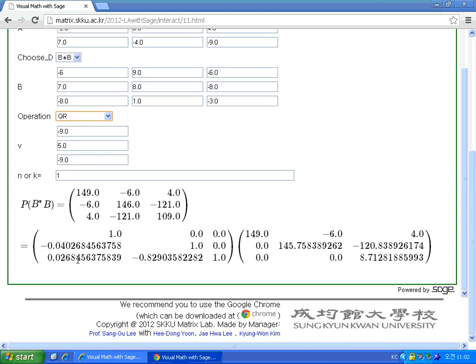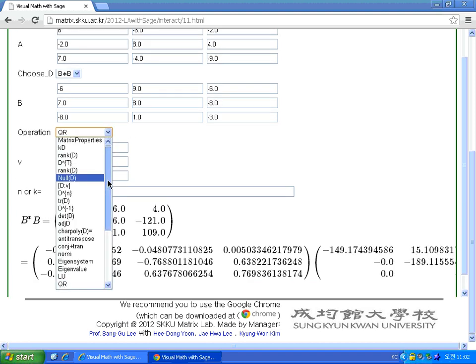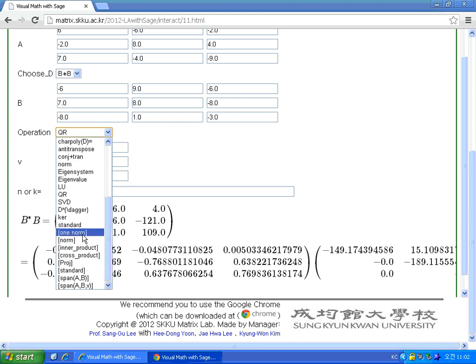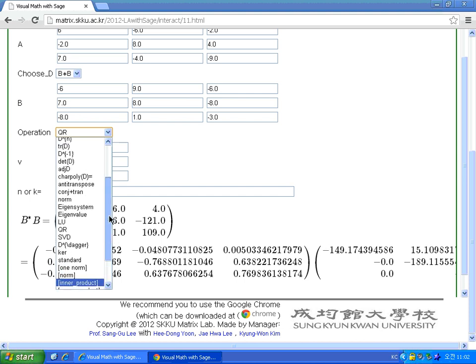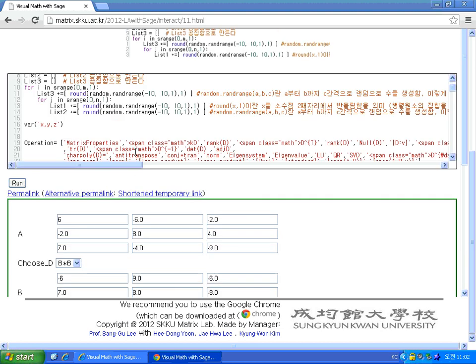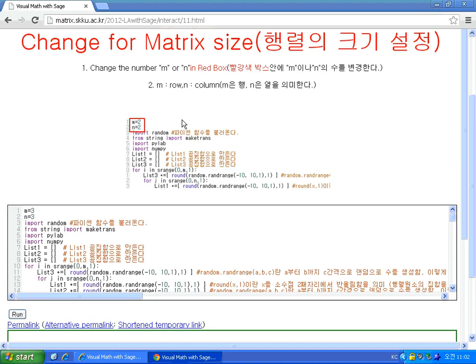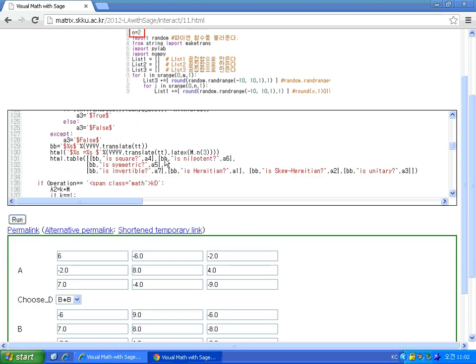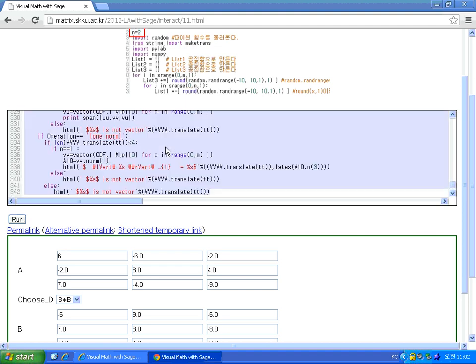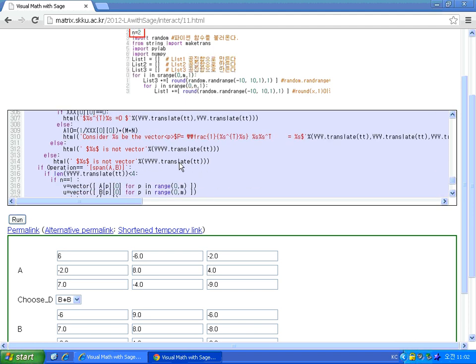Not only for that, there are so many other things: norm, inner product. You can find the inner product and cross product, projection and span, whatever. So these are all those things. These were made from this command. So you can copy all those commands to make your own, and you can change whatever you would like to do based on what you have learned from here. You understand?